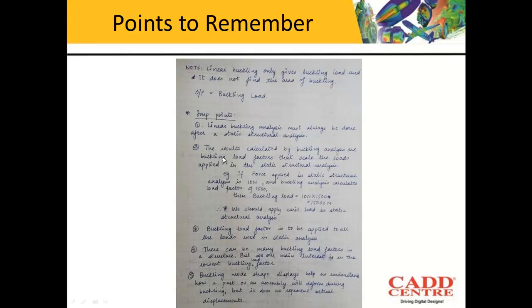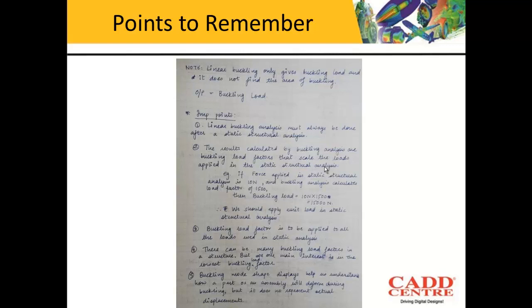The second point is the results calculated by the buckling analysis are buckling load factors that scale the loads applied in the static structural analysis. That means the output that you get from the buckling analysis is just the buckling load factor. Now this buckling load factor will scale, or get multiplied to, the load that is applied in the static structural analysis.